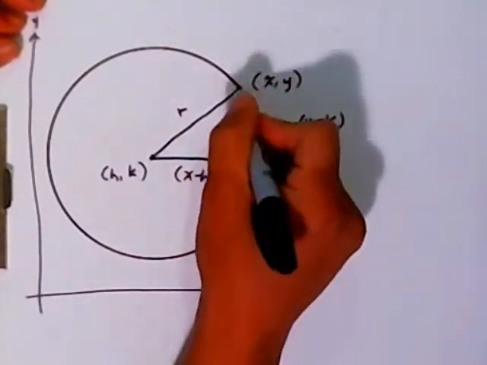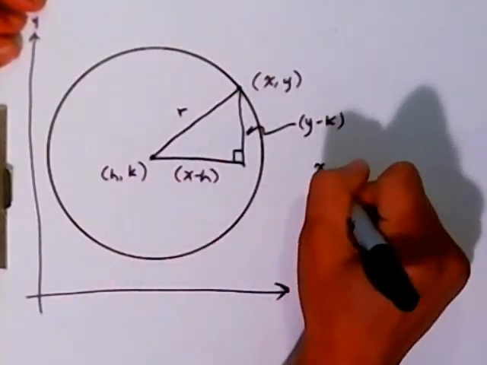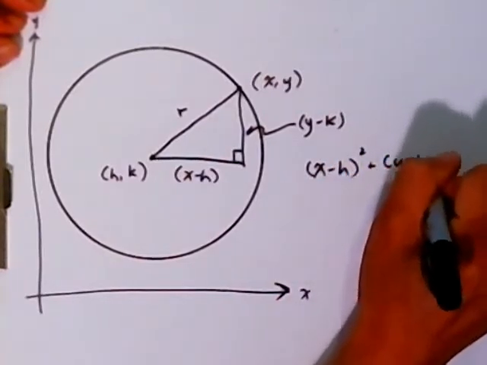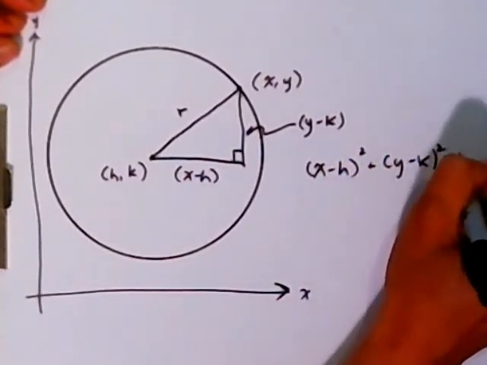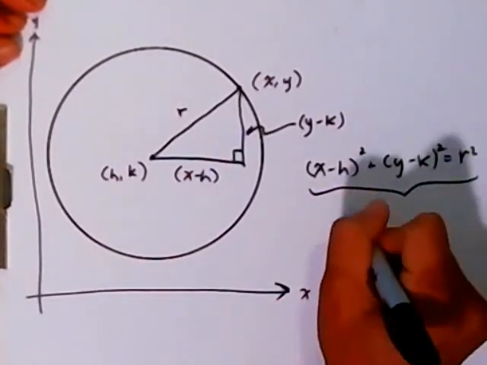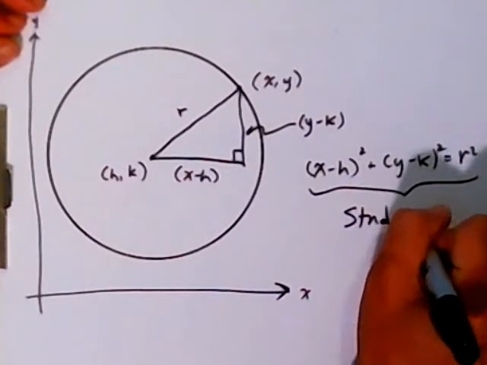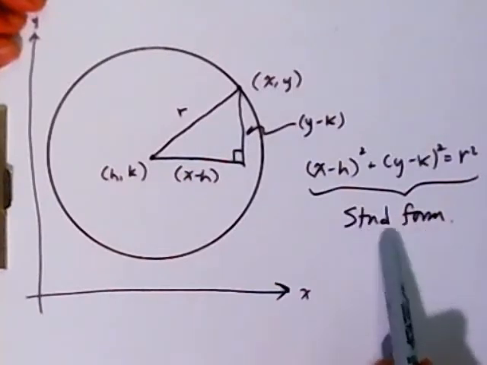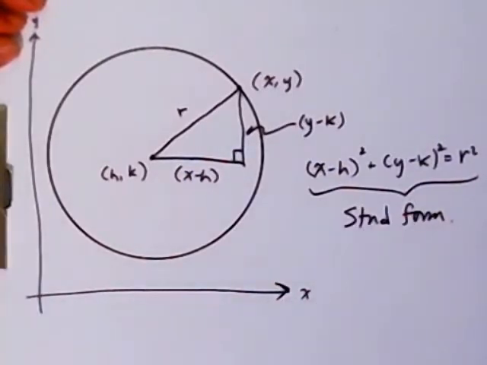And so, using the Pythagorean theorem, x minus h quantity squared plus y minus k quantity squared is equal to r squared. This form is called standard form. Of course, if you have a standard form, then you should have a general form. We'll go over the general form a little bit later on.